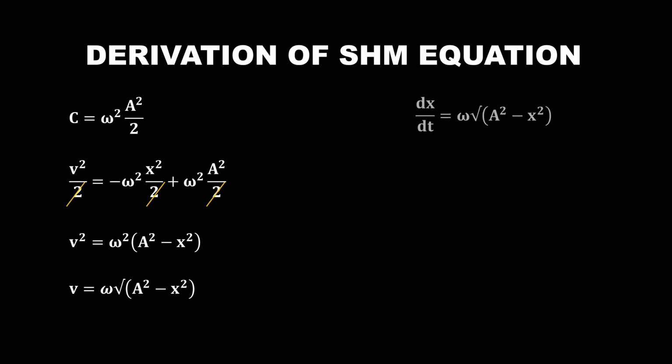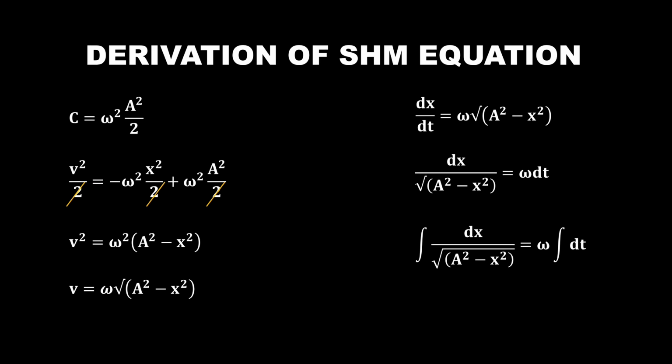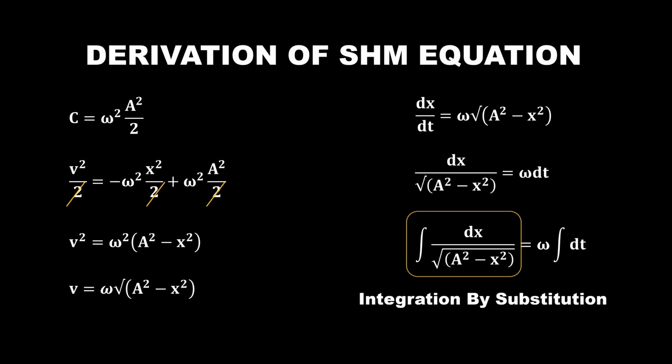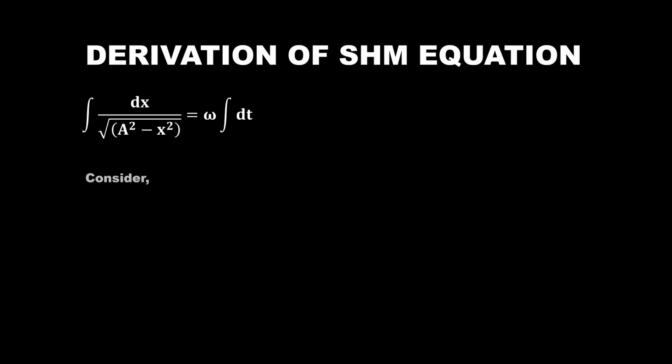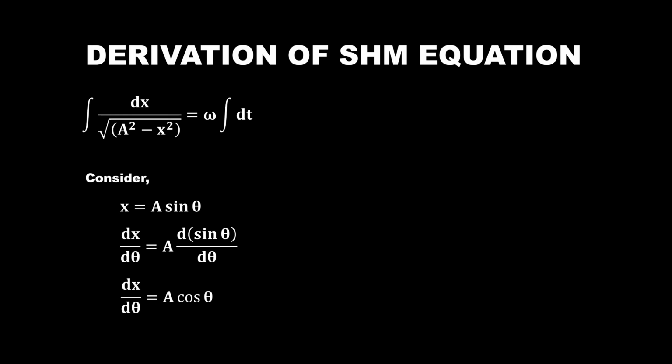We also know that velocity v can be written as dx/dt. Just bring this dt to the right-hand side and root of a² - x² to the left-hand side. Integrate both sides. To integrate the right-hand side, we need to use a method of substitution. Let's do it. Consider x = a sin θ. Differentiate with respect to θ. We get dx/dθ = a cos θ. Bring this dθ to the right-hand side, we get dx = a cos θ dθ.